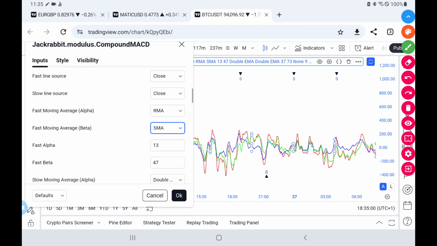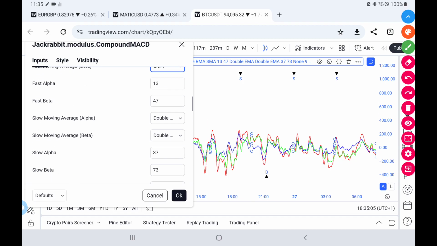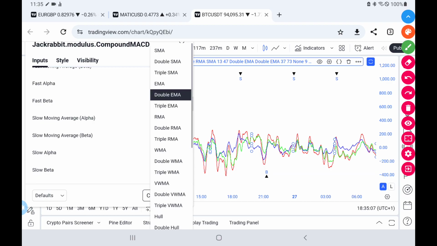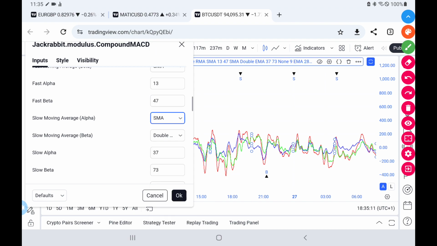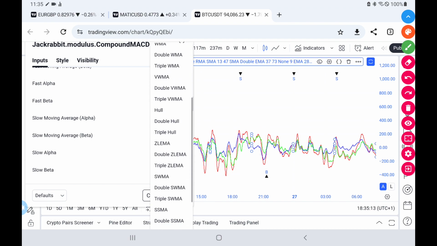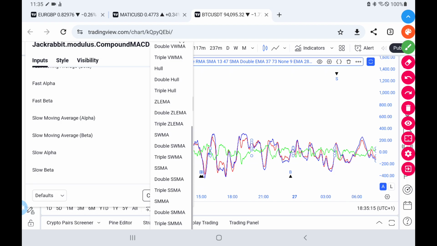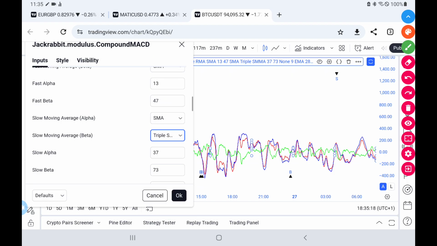So now let's go down to the slow moving averages. And let's make them really slow with an SMA and a triple SMMA. And you'll see yet again even more changes to the chart. Now we've just changed 4 moving averages. But we're not done yet.